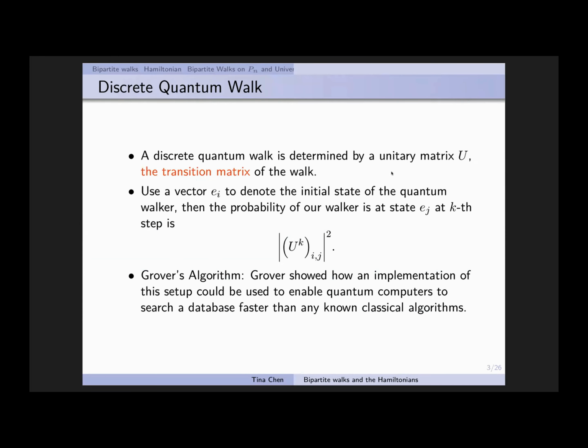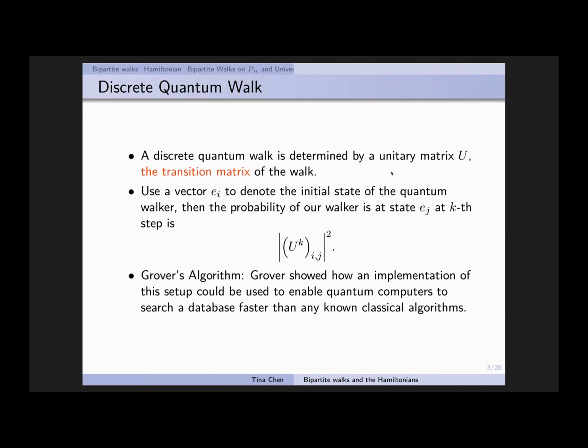First, what is a discrete quantum walk? For the purpose of our talk today, I'll give a very easy definition. A discrete quantum walk is determined by a unitary matrix U, which we call the transition matrix. We usually use the vector e_i to denote the initial state of our quantum walker. The probability that our walker is at the state e_j at step k is the norm squared of the ij entry of U to the k.